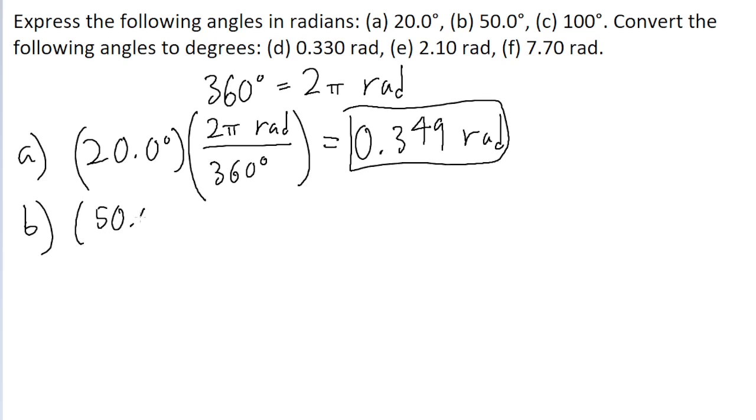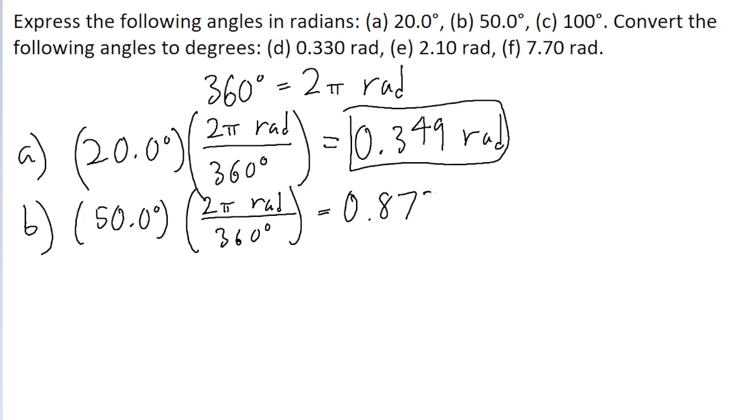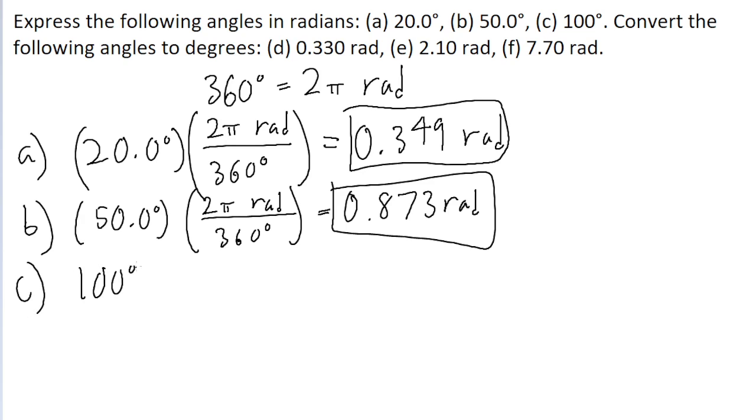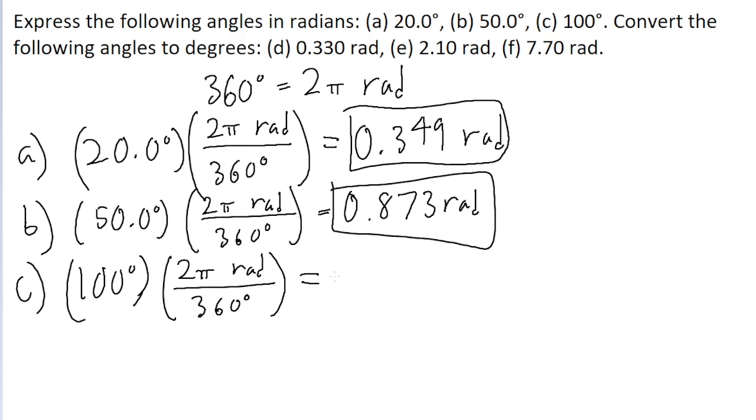For part B, we have 50 degrees. We multiply this by 2 pi radians divided by 360 degrees. This gives us an angle of 0.873 radians. For part C, we're given 100 degrees. Again, we multiply by 2 pi radians divided by 360 degrees. And this gives us an angle of 1.75 radians.